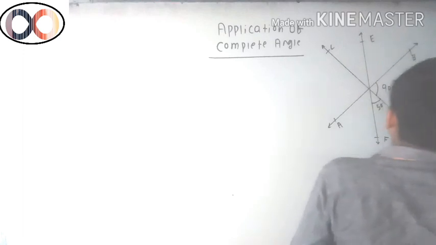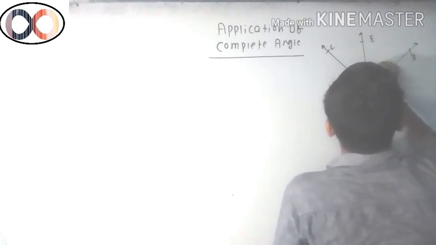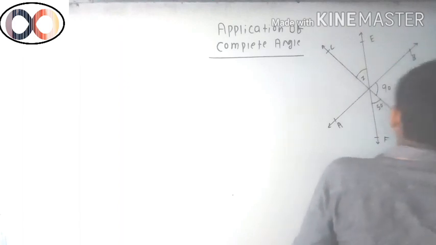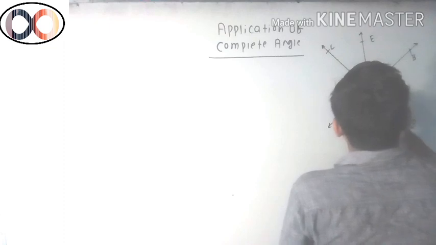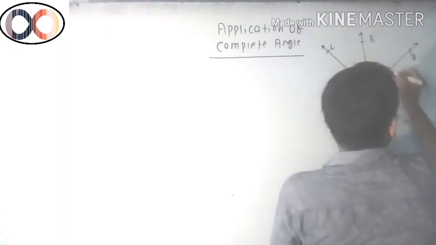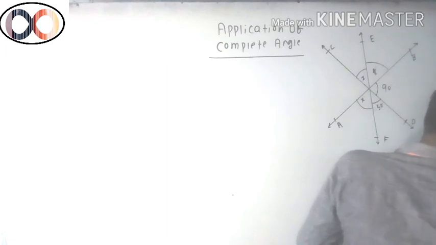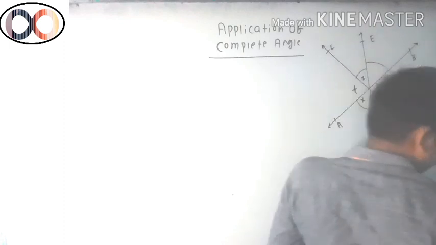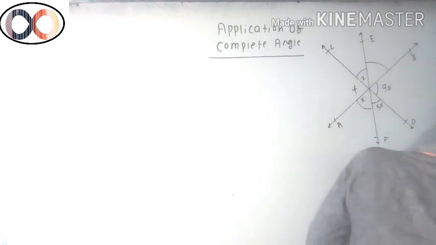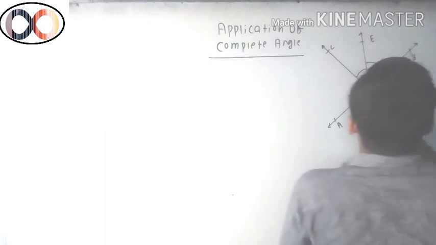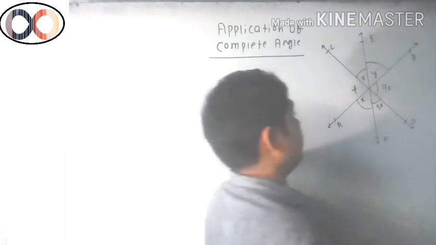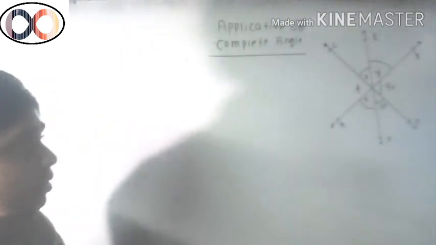Here is 50, and here is z degrees. Here is x, and here is t. The angle vertically opposite to x is y. We need to find the values of x, y, z and t.